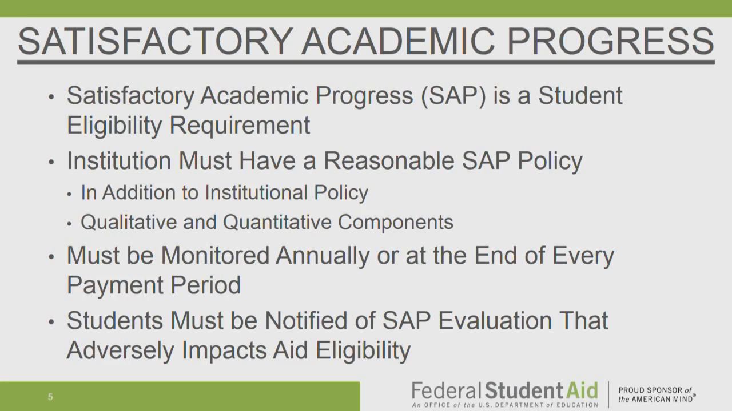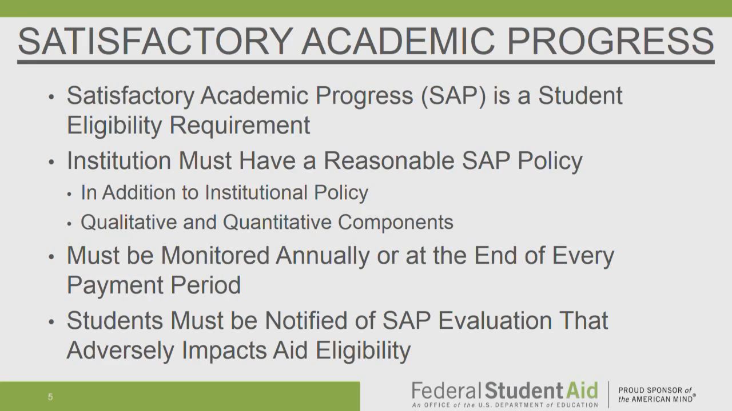You can also have different SAP policies that apply to different academic programs. So SAP also has to be monitored annually, at the end of every payment period or at a minimum annually, because we'll go through that in a minute. Your policy has to require an academic progress evaluation if your program lasts 1 year or less. So you have to make at least one evaluation for that.